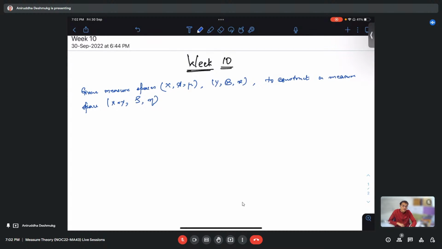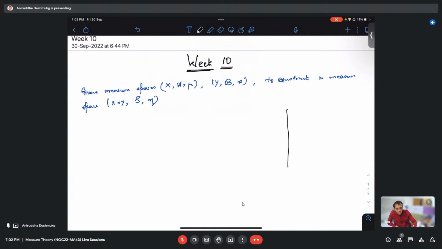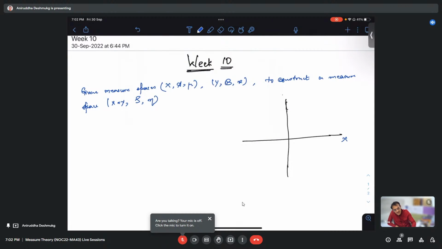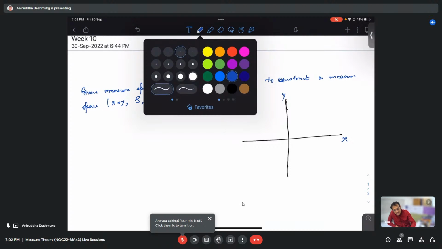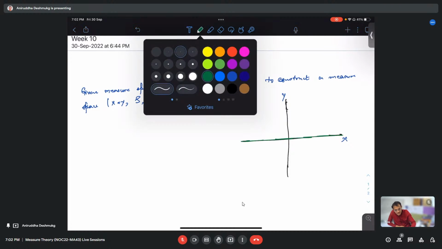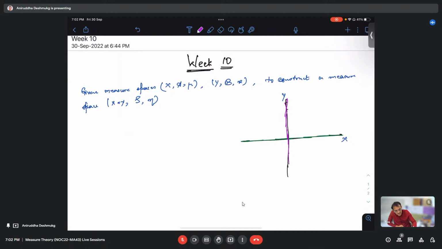So the general method of doing this was X cross Y, usually we denote it like this. If it were both R and R, we would have denoted it with the plane. So we continue using that notation to denote our X and Y. One of the axes is X, the other axis is Y. And on this green line, we know what the measurable sets are. On this purple line, I know what the measurable sets are.